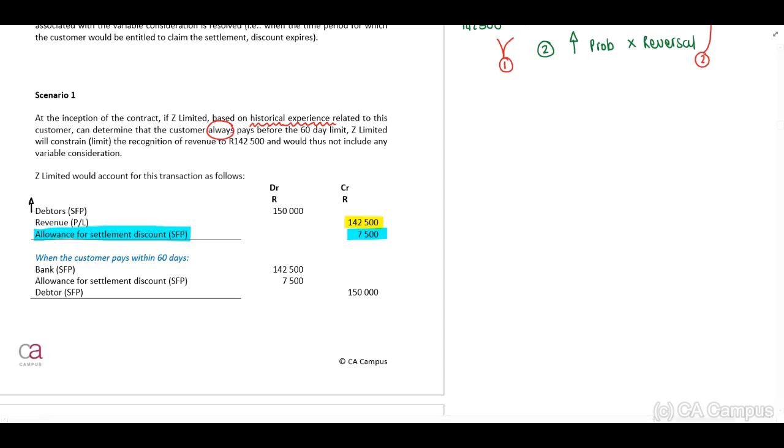7,500. Remember, our allowance for settlement discount is a negative asset. Therefore, you will not see this on your statement of financial position. Therefore, when the customer pays, we will then have to debit our allowance for settlement discount with 7,500. Now guys, you can work through scenario 2.